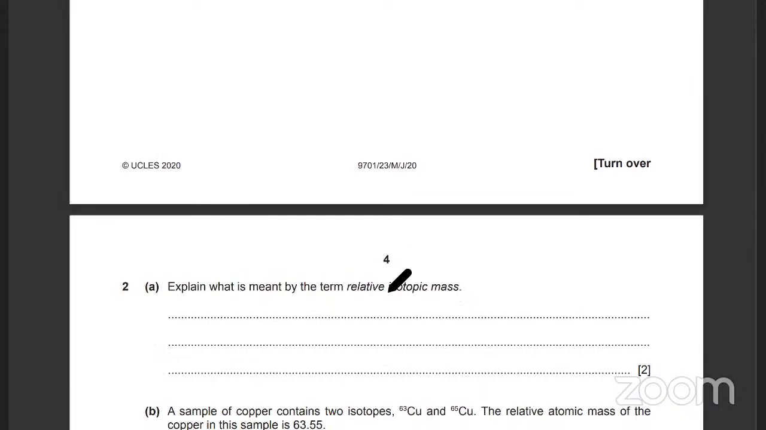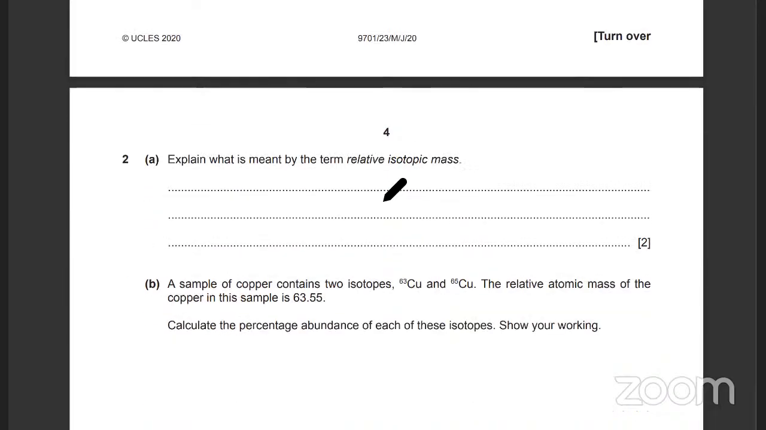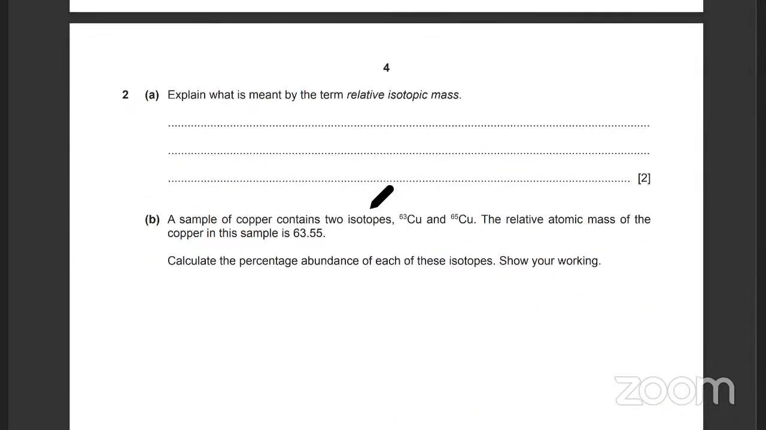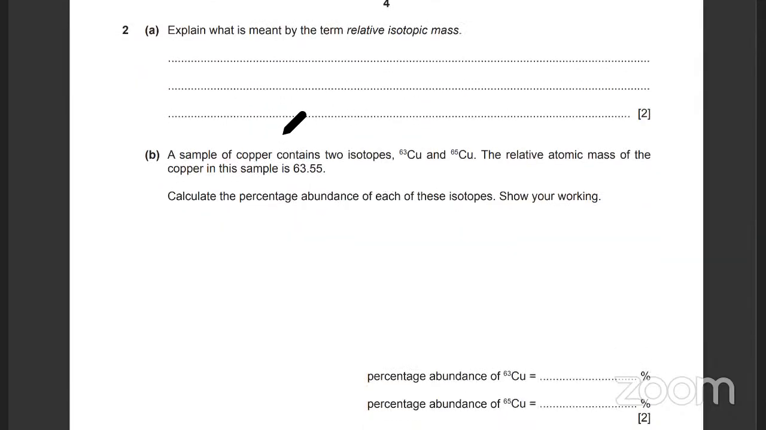So what is the relative isotopic mass? So remember, relative is compared to carbon-12. So it's the mass of an atom of an isotope compared to 1/12 the mass of a carbon-12 isotope. I did send you the definitions.